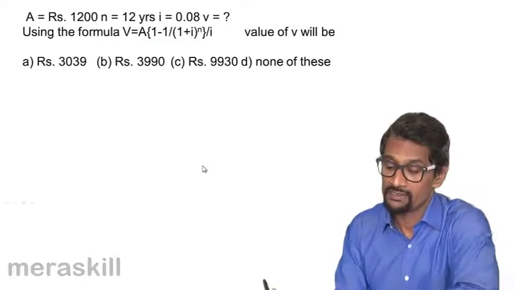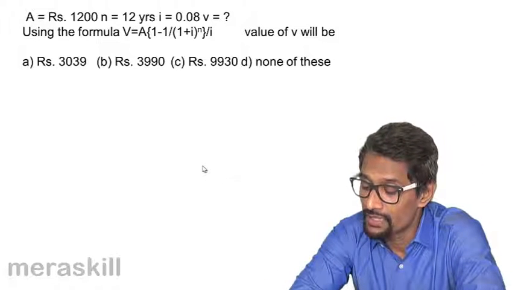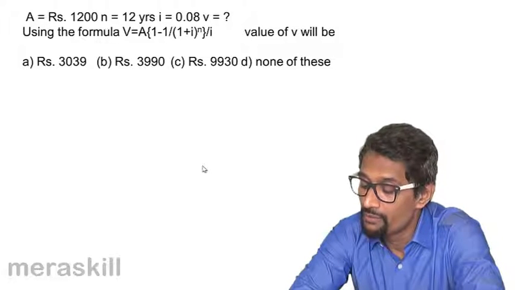Okay, now let's take this example. A is equal to rupees 1200, n is 12 years, I is 0.02. What would be V?